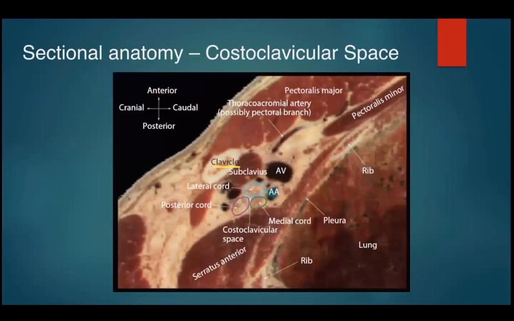The area behind the clavicle is the costoclavicular space. It is bounded anteriorly by the subclavius and the pectoralis major, and it is bounded posteriorly by the serratus anterior. So the area between the clavicle and the ribs is the costoclavicular space. Here you can see the brachial plexus elements, the lateral cord, the posterior cord, and the medial cord, lying lateral to the axillary artery and the axillary vein.